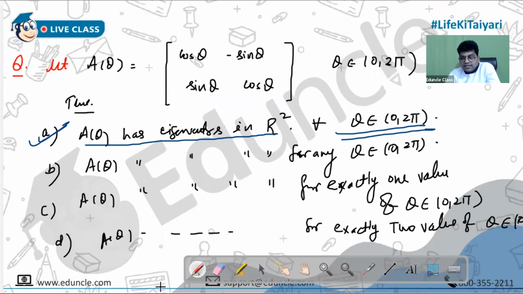Answer is given for exactly one value of theta. Okay, I will check. A theta has eigenvalues in R square, for theta belongs to 0 to pi.